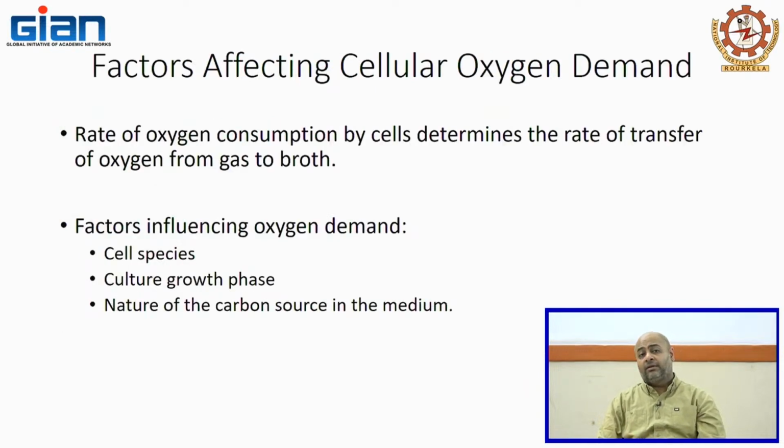Now, factors affecting cellular oxygen demand. The rate of oxygen consumption by cells determines the rate of oxygen transfer from the gas to the broth. The OTR is dependent on OUR, how much oxygen is being taken away, that will determine what the OTR would be. That means oxygen coming from the gas bubbles into the liquid medium.